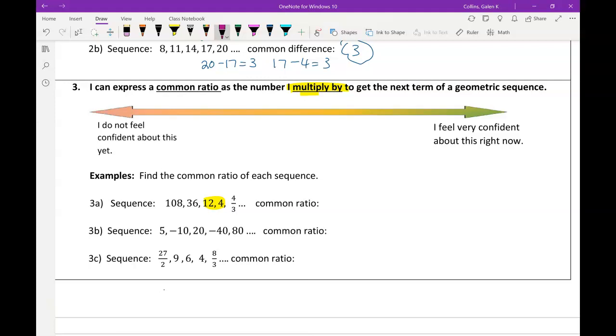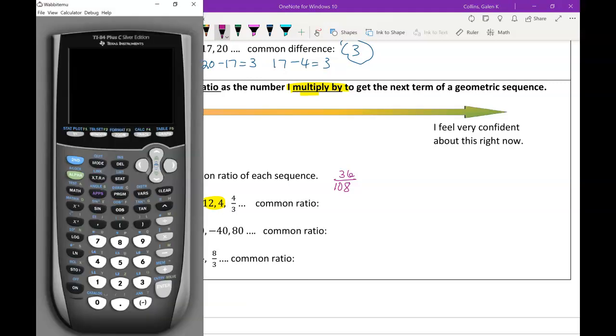So, as I'm looking at this, one way is if I just work backwards and divide. I could divide any term by its previous term to get the common ratio. So 30, oops, I almost wrote 180. Been teaching geometry for too many years. All right, 36 divided by 108. I could do that division in my calculator if I don't know what that is.